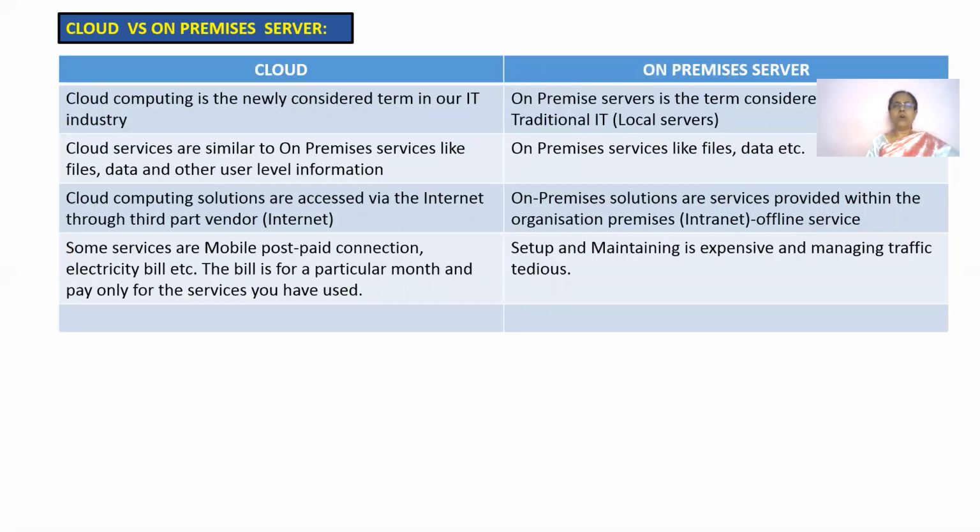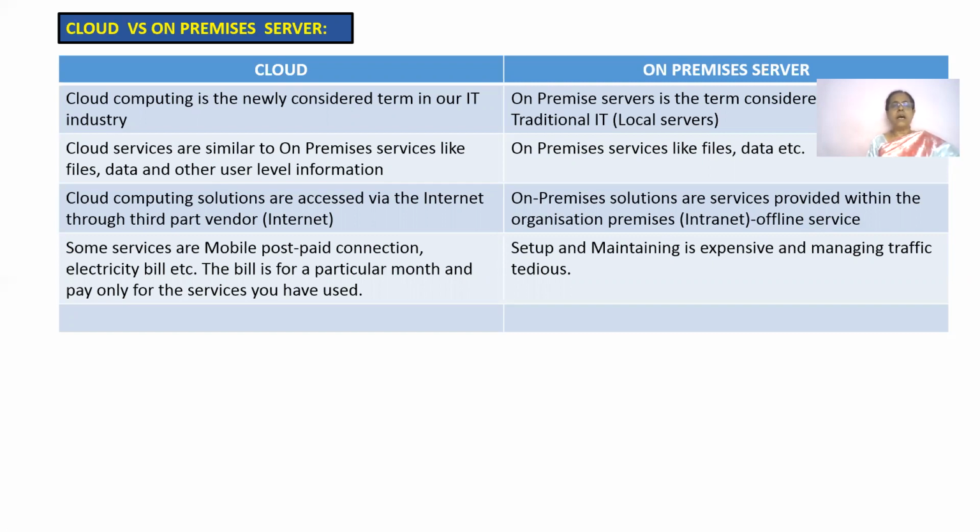Cloud versus on-premises, it's almost the same. Let's see, what is on-premises? It is also termed traditional IT or a local server. Cloud computing is a new technology, and it is termed the IT industry. Cloud services are similar to on-premises, also the same. They both have to store files, data, and other levels of user information. The same thing is with on-premises. They also do the same thing. Cloud computing solutions are accessed via the internet, but for on-premises, you don't need the internet. It's within an organization, it's done offline, and it's called an intranet.